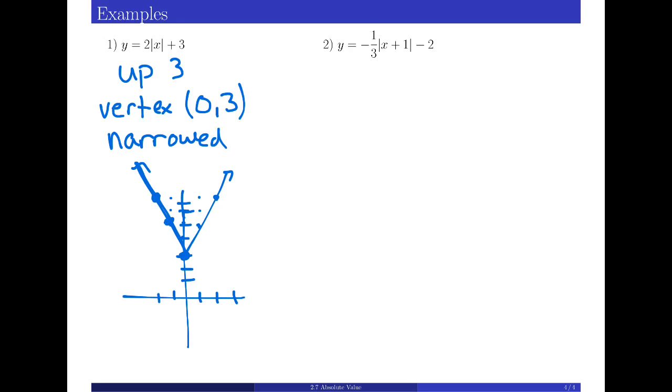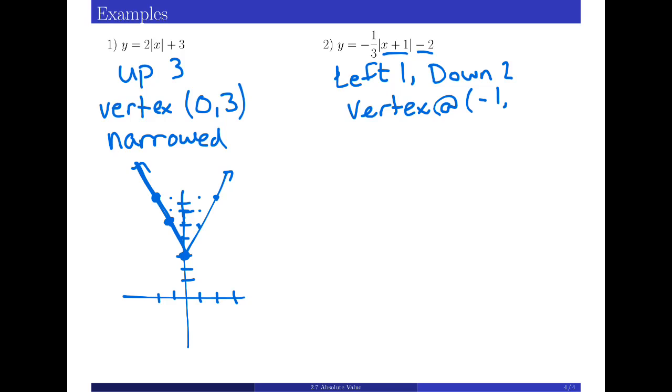So how about example 2? So in this case, we have x plus 1, which moves us the opposite direction than we would think. So we move left 1, and this minus 2 at the end moves us down 2. So if we move left 1 and down 2, then our vertex is at -1, -2.